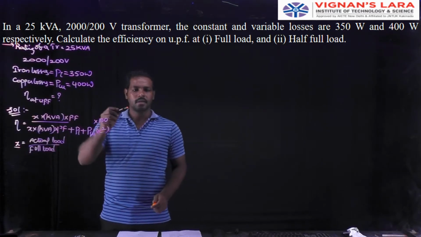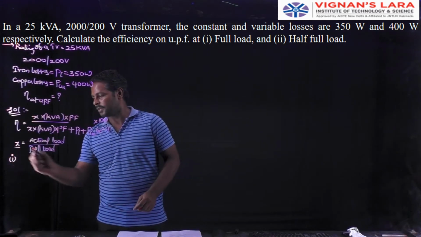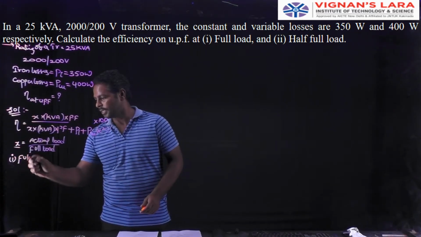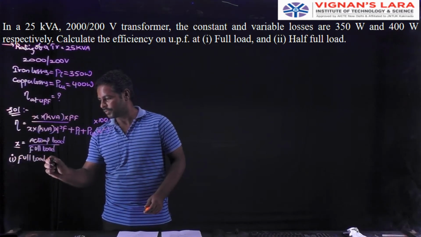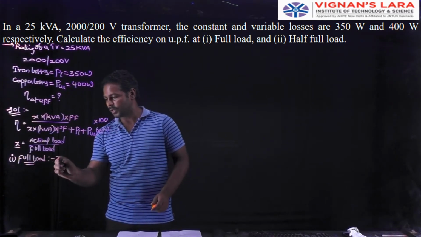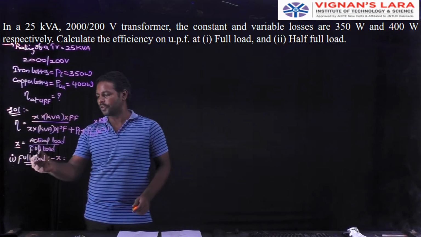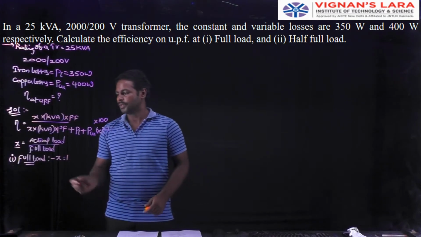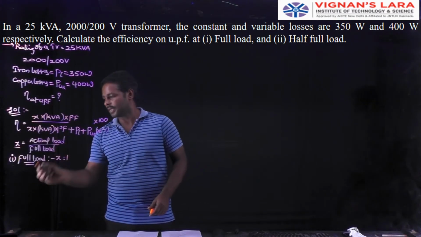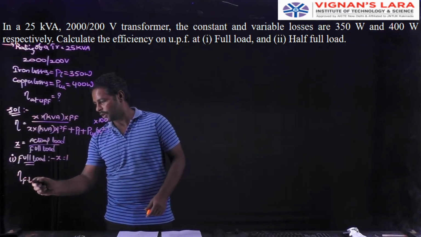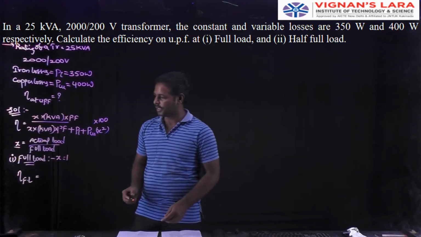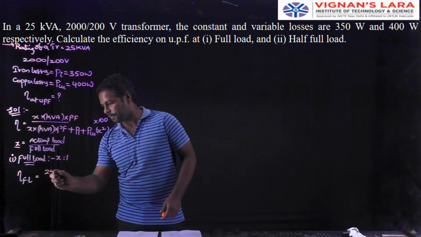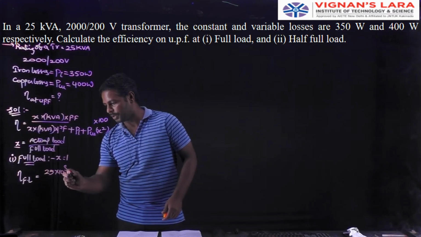First, the efficiency is to be calculated at full load condition. Full load means X is equal to actual load by full load, full load divided by full load is equal to 1, which is substituted in place of X. Efficiency at full load, with X equal to 1, and kVA rating of the transformer 25 into 10 cube into 1.